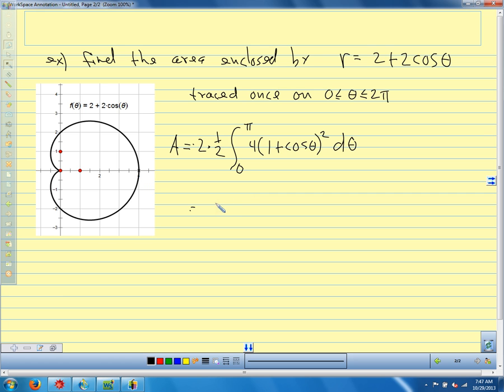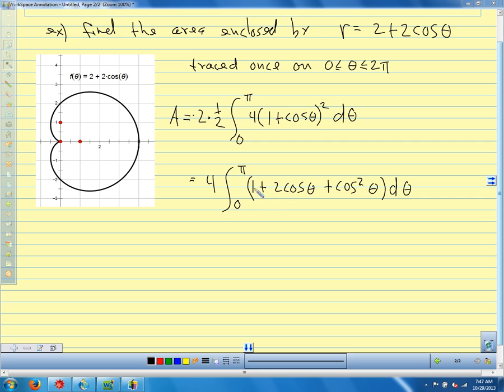So I can rewrite that as 4 times the integral from 0 to pi. Now I'm going to square this, and I get 1 plus 2 cosine theta plus cosine squared theta d theta. So we have three integrals that we have to evaluate here. The first two, the integral of 1 d theta and the integral of 2 cosine theta d theta, are pretty easy. Cosine squared theta d theta: what are we going to do with that?